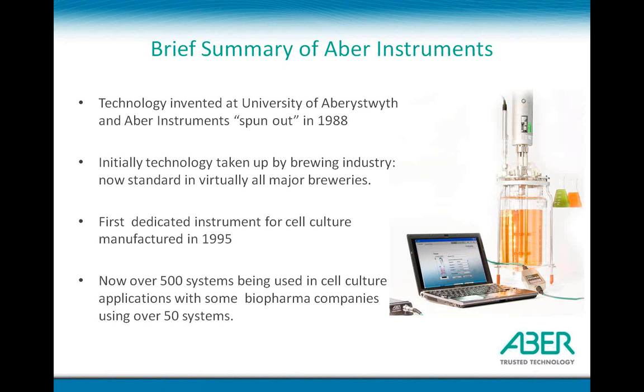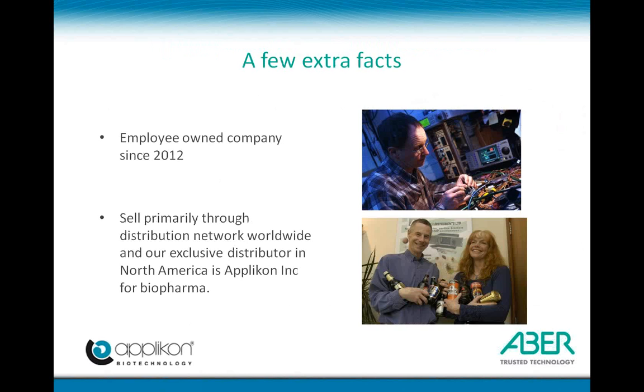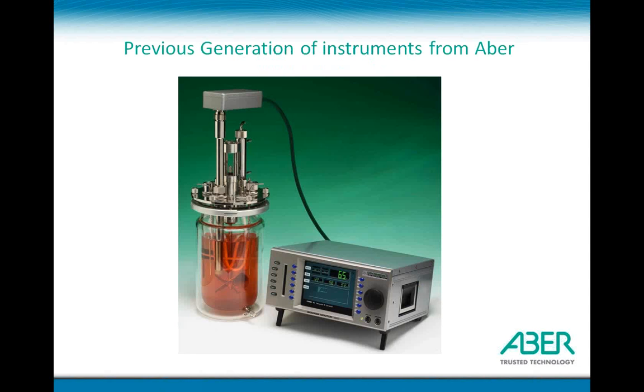The first dedicated instruments for cell culture were manufactured in 1995, and today over 500 systems are used in cell culture applications, with some companies using over 50 systems in cGMP applications. Aber Instruments is an employee-owned company since 2012, and our products are primarily sold through an international distributor network. In North America and Mexico, our exclusive distributor for biopharma applications is Applicon Inc.